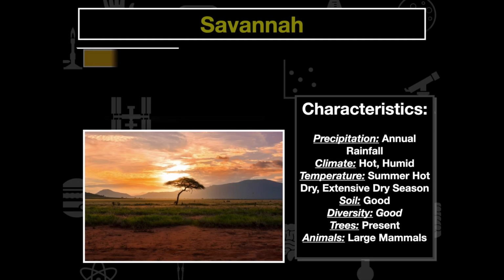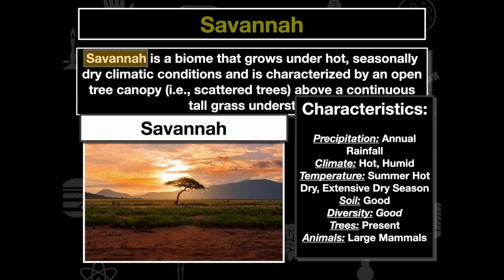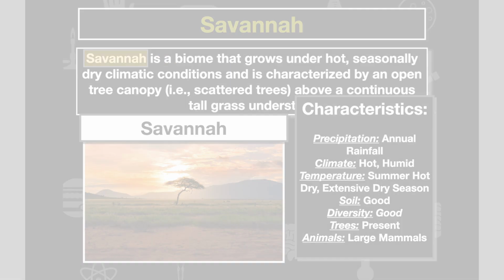The next biome that we're going to look at is the savanna. This is a biome that grows under hot, seasonally dry climatic conditions and is characterized by an open tree canopy. We're going to see average annual rainfall being relatively high. We're going to see a hot and humid climate, and the temperatures in the summer are going to be hot and dry. We're going to see an extensive dry season in that summer. Soil and diversity are good, and trees are going to be present, but they're going to be scattered. Lastly, we're going to see large mammals being a predominant species within this biome.